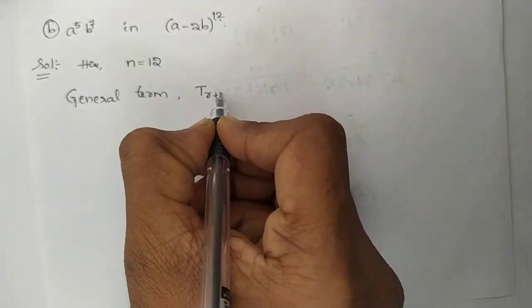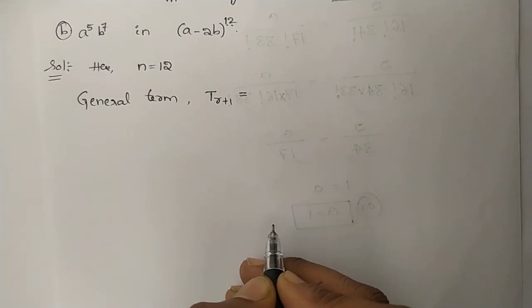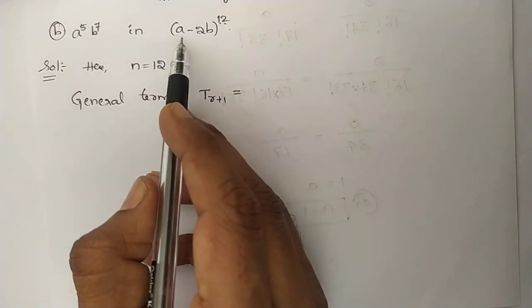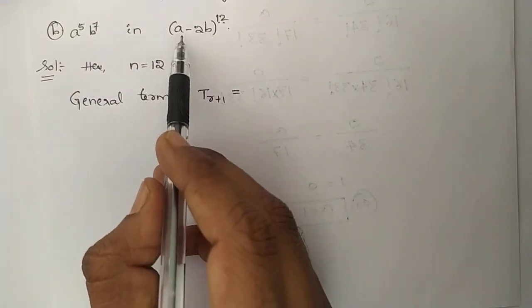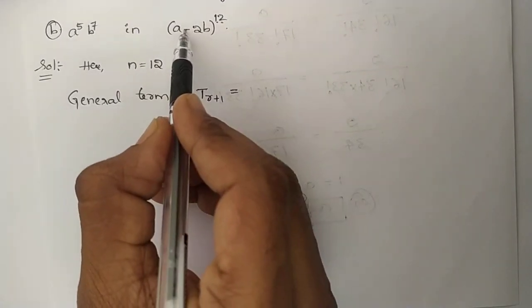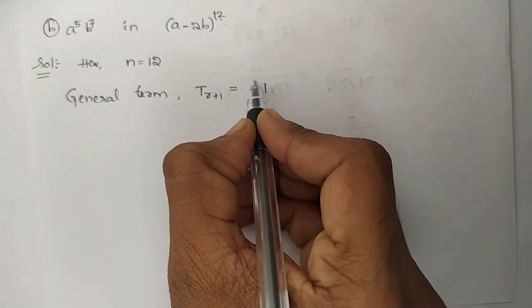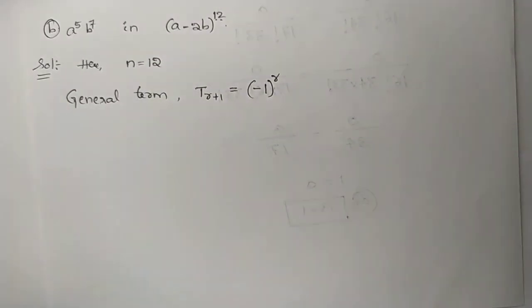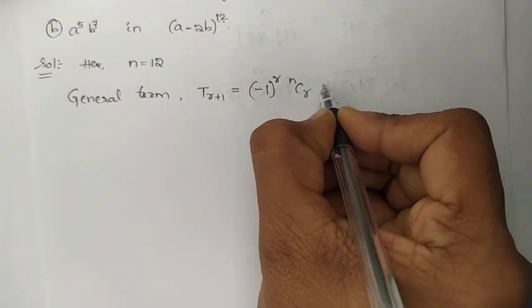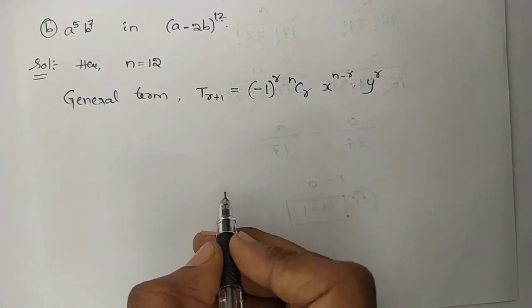General term formula is what? Writing the general term and related examples we have already learned in our previous class, right? So how to find the general term of this expansion? We know that it is in the form of x minus y whole power n. Here we have the sign minus. If there is a minus, then the general term will have minus 1 whole power r. Remaining things are the same: nCr x power n minus r into y power r. It is the general term.